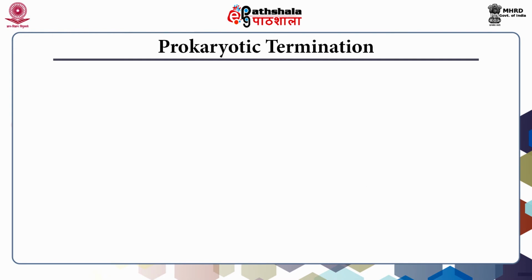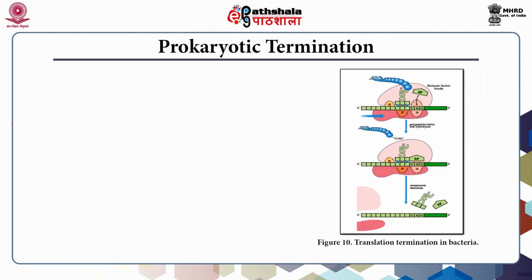Prokaryotic translation termination. The elongation process continues until the ribosome encounters a termination codon on the messenger RNA molecule. There are 3 codons that signal translation termination. These include UAA, UAG and UGA. Presence of one of these codons after the final coded amino acid acts as a translation termination signal.